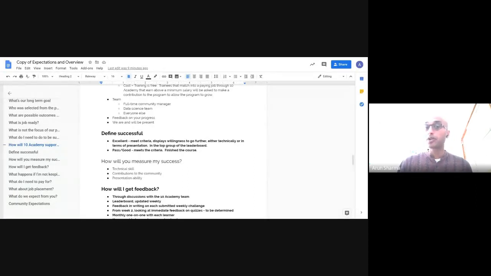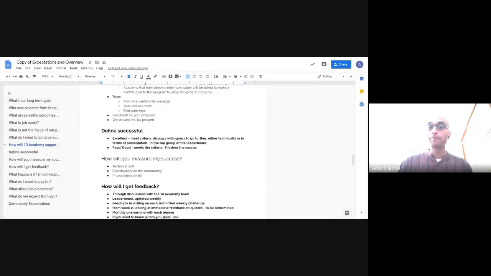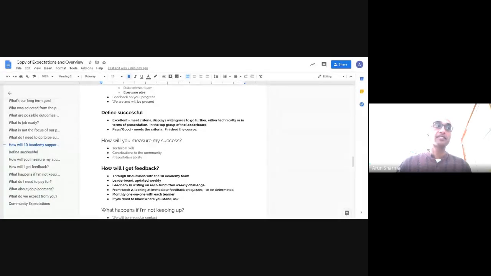And then people who are not meeting the criteria, people who are not able to keep up, it's written in the document, but we'll be in touch with them. We should be able to identify those cases pretty early. If we believe that some of you are not ready to be a job-ready data scientist by the end, more than likely we will ask you to re-register for a future course.